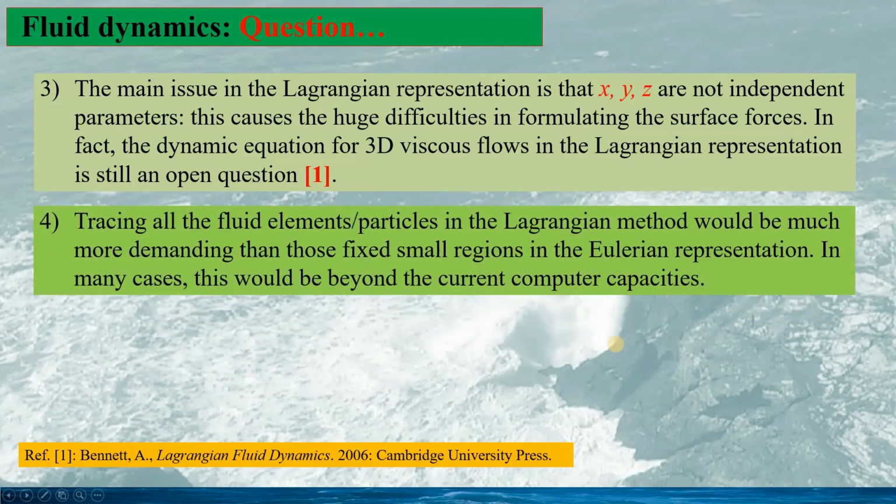The other problem for the Lagrangian method is that chasing all the fluid elements or particles in the fluid would be much more complicated and demanding than tracking fixed small regions in the Eulerian representation. And this is the problem for very complicated flows. Chasing all these fluid element particles in the fluid would be beyond the current computer capacities.